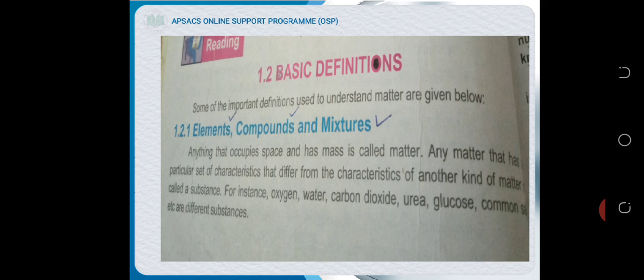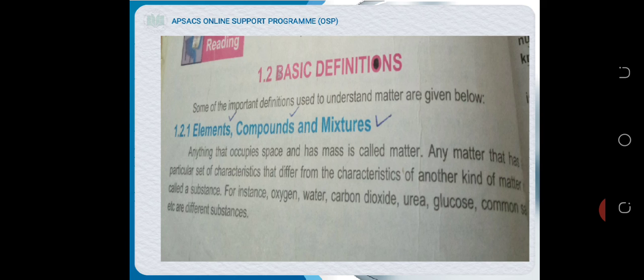Now on page number 10, as you can see, the topic is 1.2 Basic Definitions. Some of the important definitions required for the basics of chemistry are elements, compounds and mixtures. One must know what elements, compounds and mixtures actually are. Anything that occupies space and has mass is called matter. As you know, anything around us which has mass and occupies space is called matter.